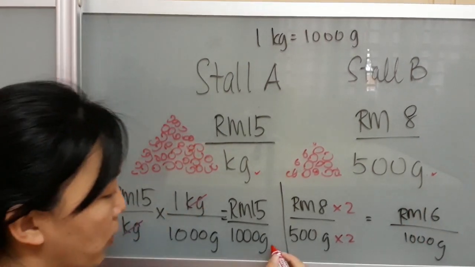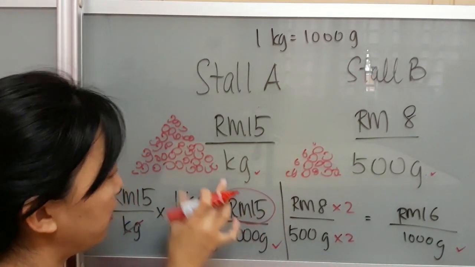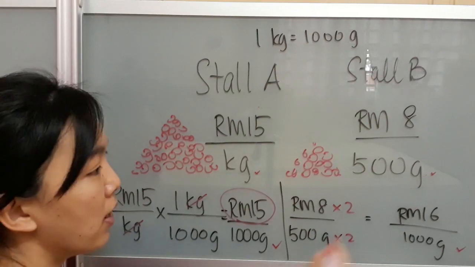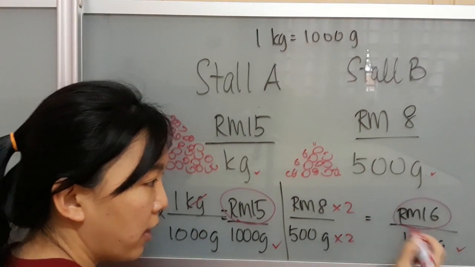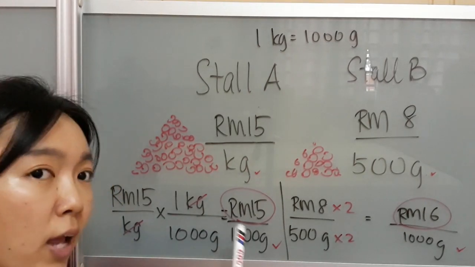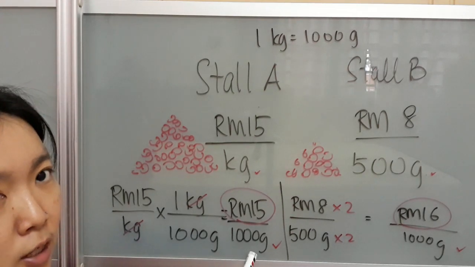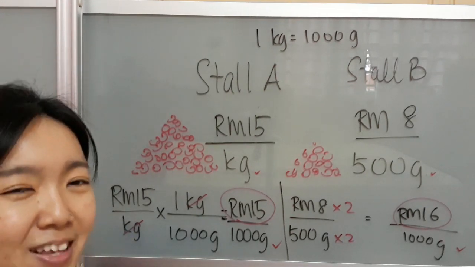Why? Because one is 1000 gram, one is 1000 gram. Now you have 15 ringgit for 1000 gram and you have 16 ringgit for 1000 gram. Which one is cheaper? Very obviously you will go for stall A. Pay the cheaper price but with the same amount of tomatoes that you need. That's all.